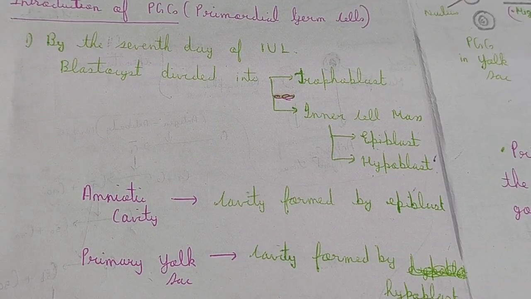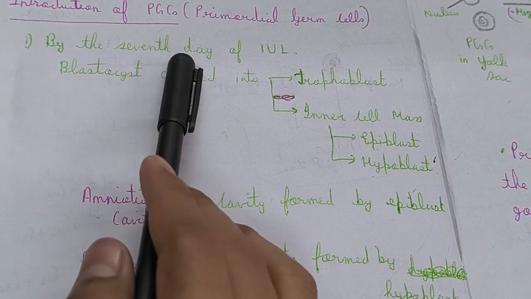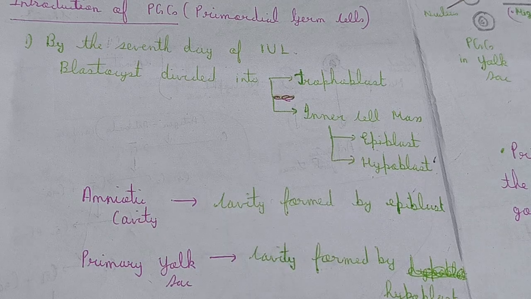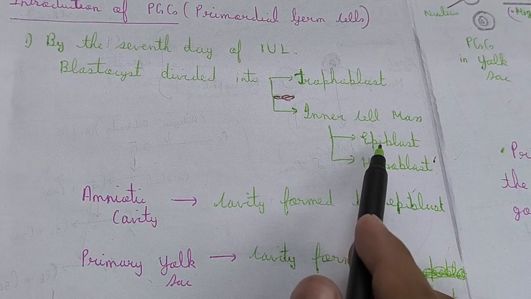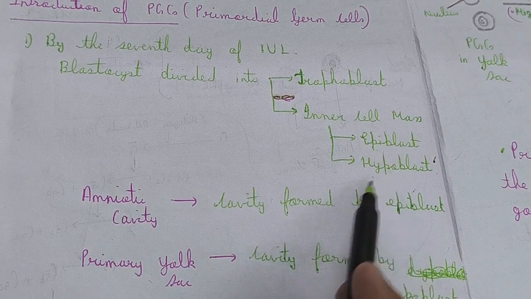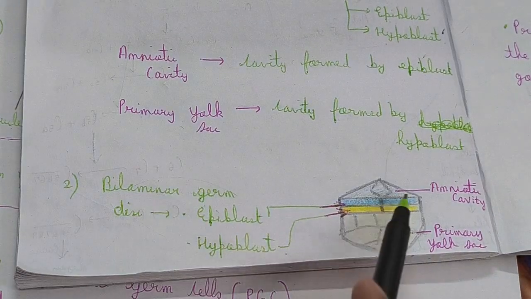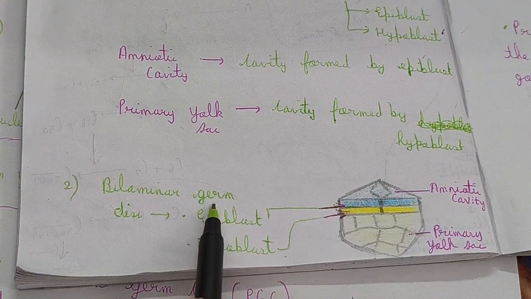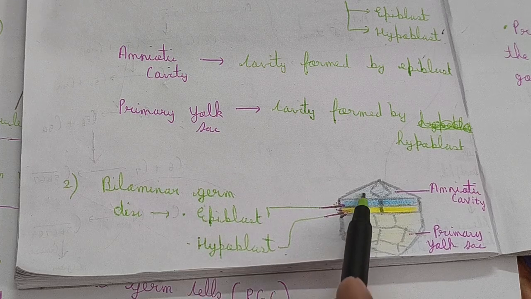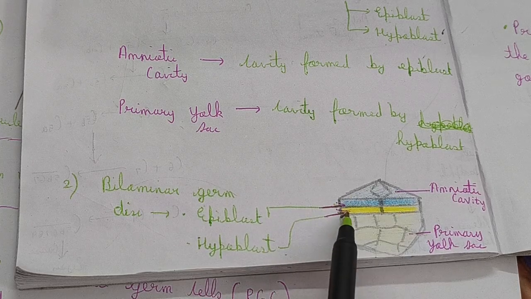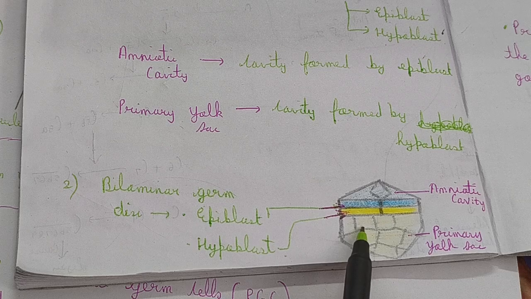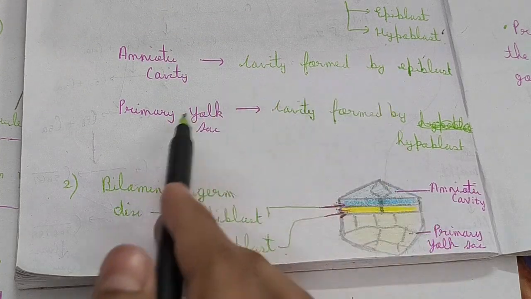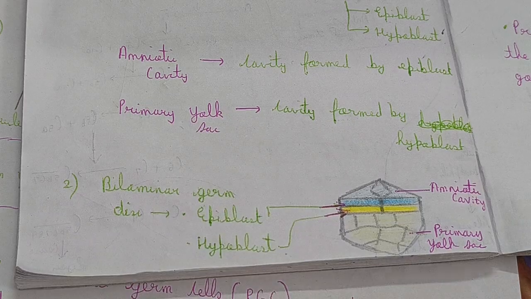You should know that by the 7th week of intrauterine life, the blastocyst divided into trophoblast and inner cell mass, and this inner cell mass again divided into epiblast and hypoblast. The epiblast and hypoblast together form the bilaminar germ disc, and the cavity formed by the epiblast is the amniotic cavity, and the cavity formed by the hypoblast is the primary yolk sac.